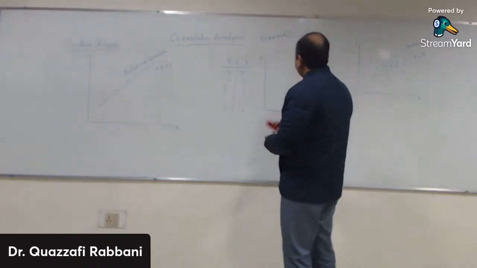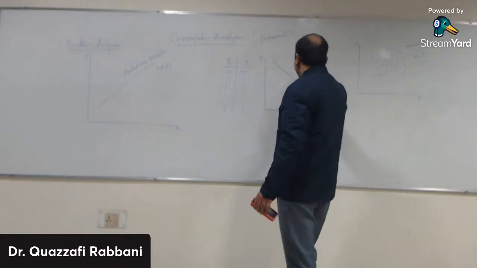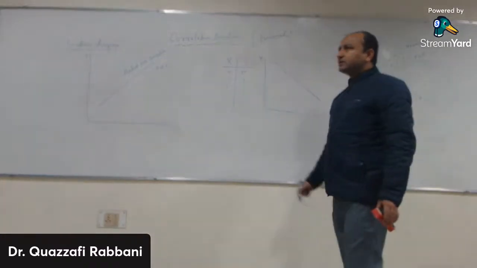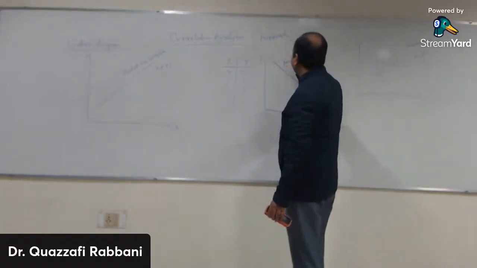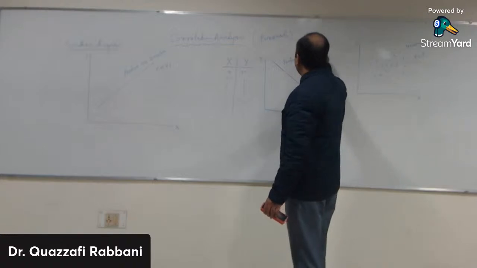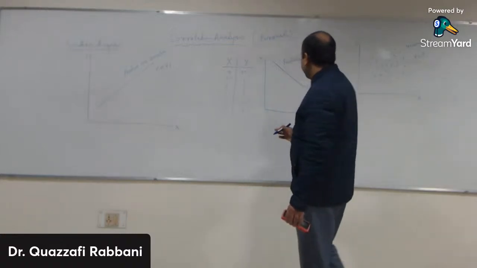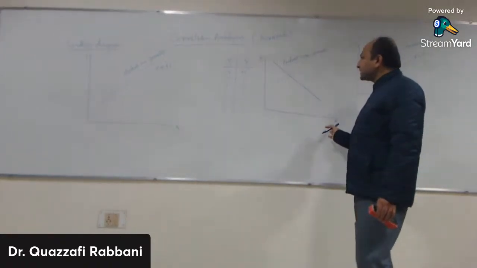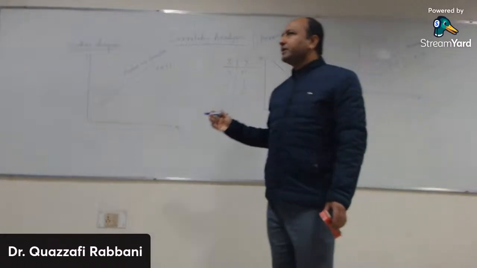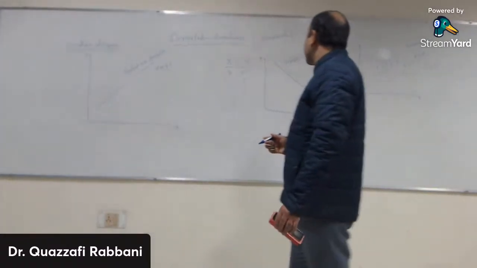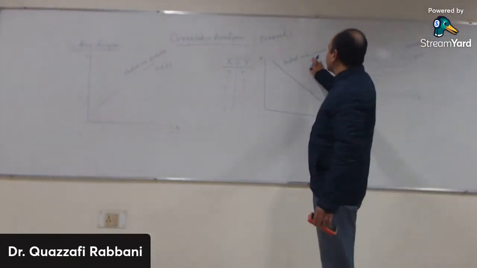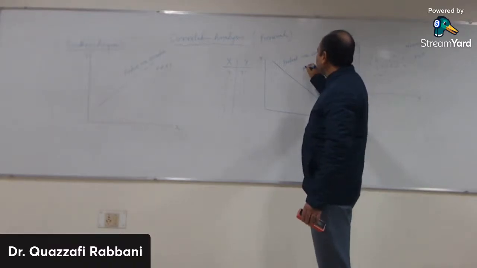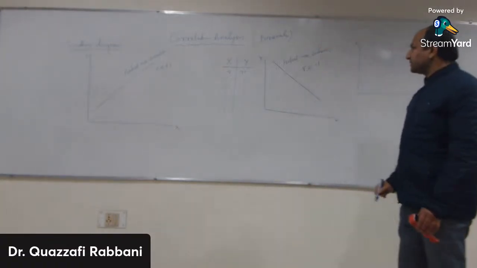If the straight line goes downward like this, then this is known as perfect negative correlation. It means in whatever ratio X increases, at the same ratio Y decreases. So the relation between X and Y is nothing but a straight line. This is the perfect negative correlation, and here the value of R is minus 1.